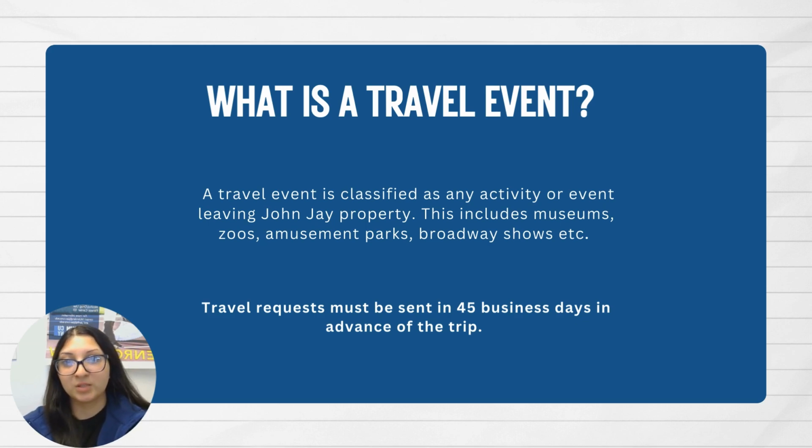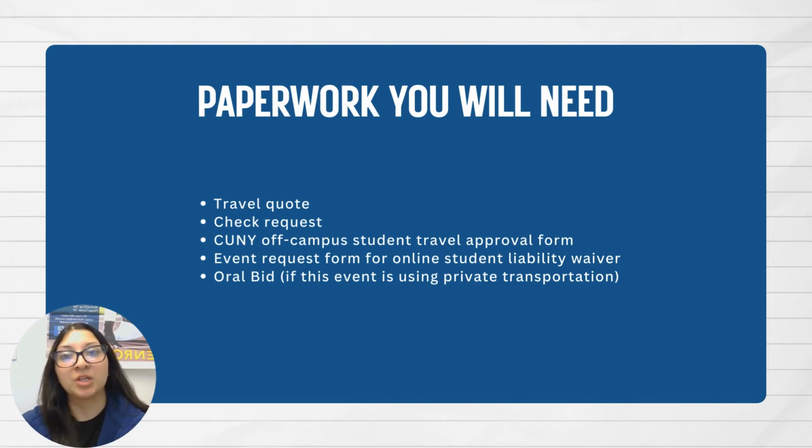Travel requests must be sent in 45 business days in advance of the trip. So the following is what you will need for your travel request. First is the travel quote. The second is the check request. Third is the CUNY off-campus student travel approval form. Fourth is the event request form for online student liability waiver. And lastly, you will need an oral bid. This is only needed if you're using private transportation for your trip.